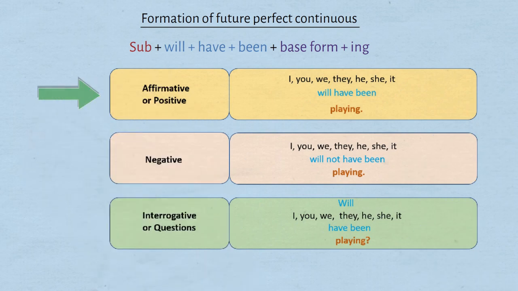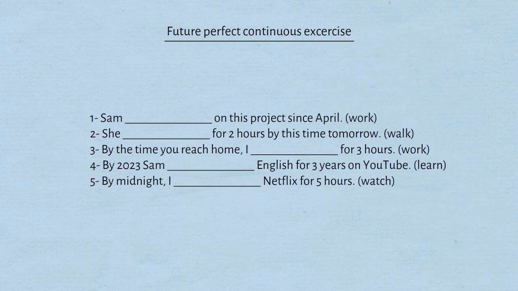Positive sentences: I, you, we, they, he, she, it will have been playing. Negative: I, you, we, they, he, she, it will not have been playing. Questions: Will I, you, we, they, he, she, it have been playing? So now pause the video and try to complete the following sentences using given verbs.